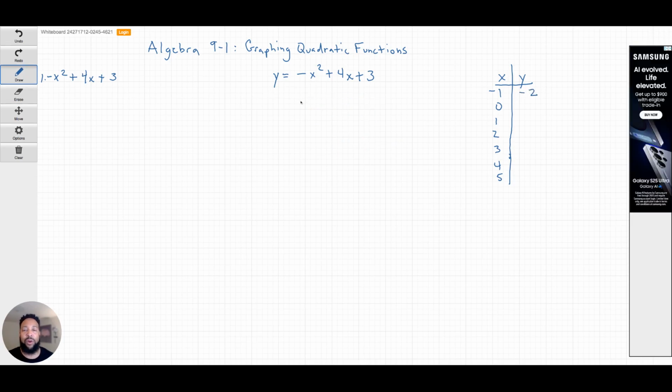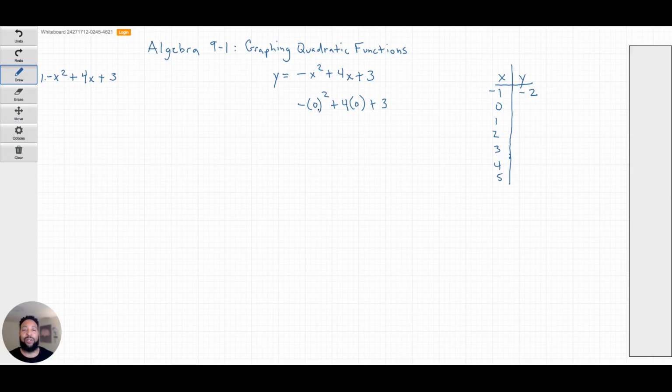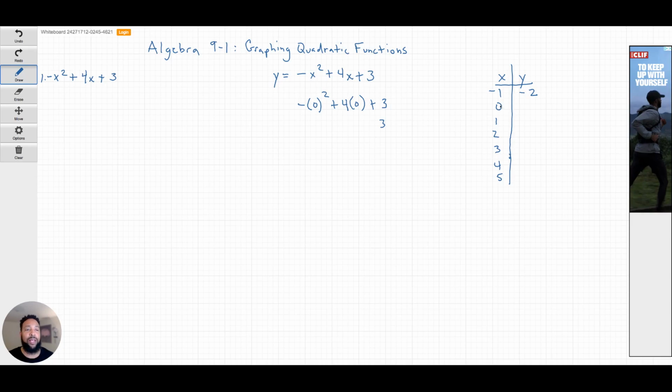Moving on to the next coordinate, we plug in 0. So we have 0 squared plus 4 times 0 plus 3. 0 squared is just 0 times 0, which is 0. Negative 0 is still 0. 4 times 0 is 0. So we're left with 3. So when x is 0, y is 3.